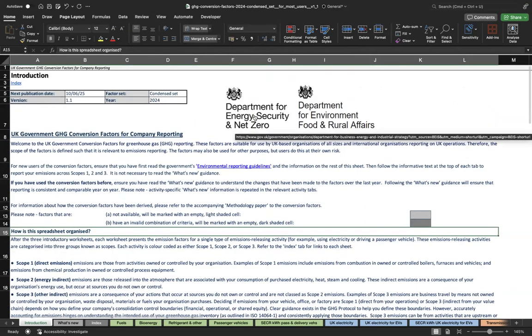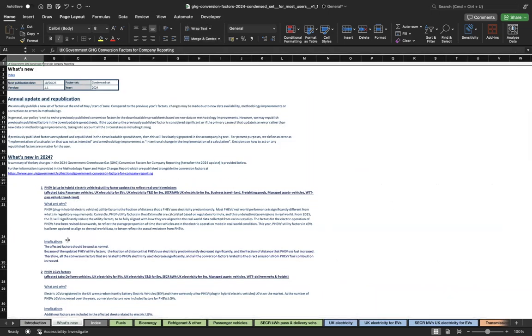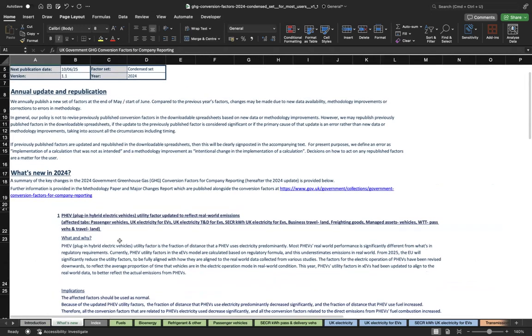Okay, so this is the Department for Energy Security and Net Zero and the Department for Environment, Food and Rural Affairs. Both of them came together and produced these conversion factors, as per the environmental reporting guidelines of the UK government. If you want, you can click here and read that. What's new here, of course, is that they have also given the PHEV value, basically plug-in hybrid cars, which is a new phenomenon. So they have included it in the 2024 calculations. These are the changes which they have made from 23 to 24.